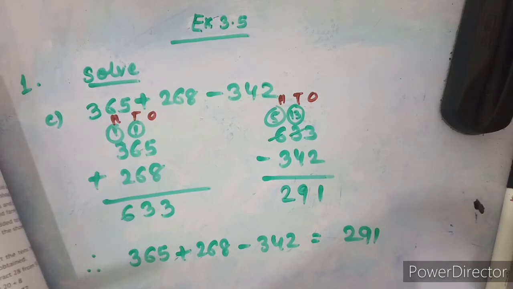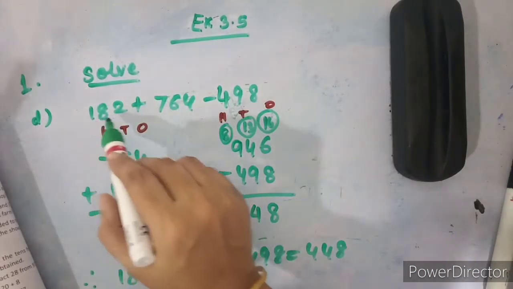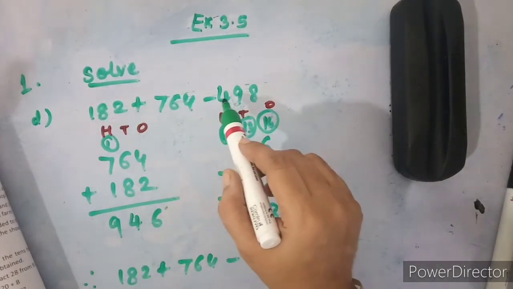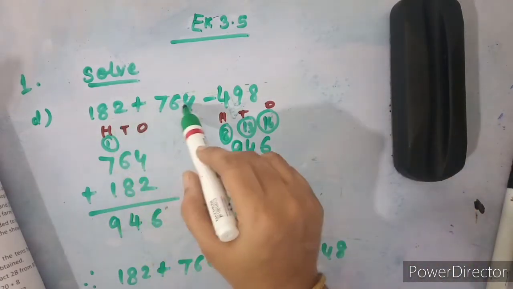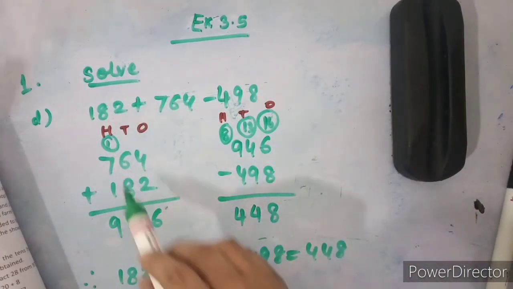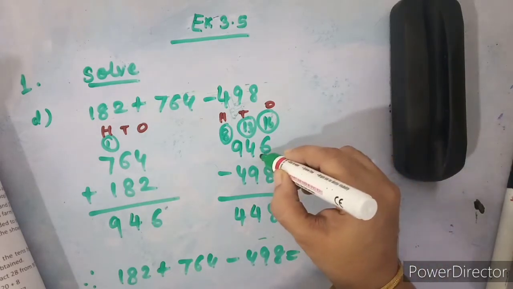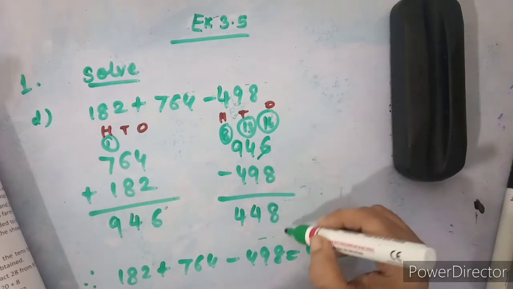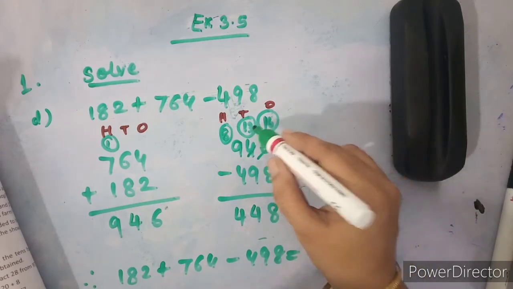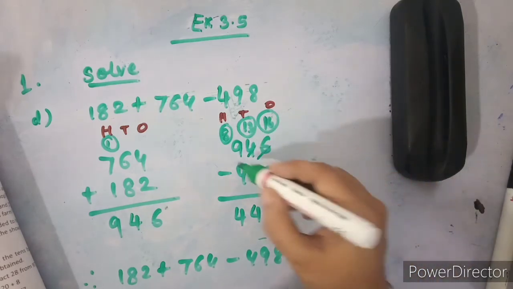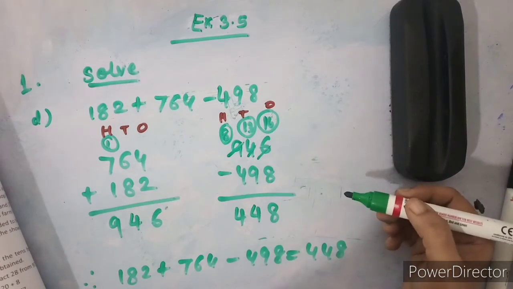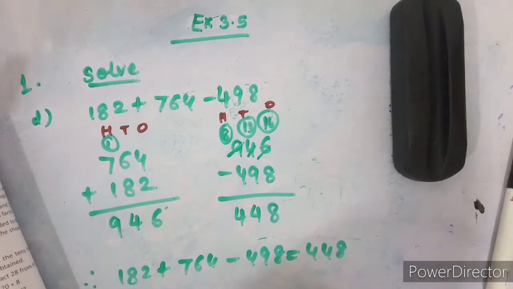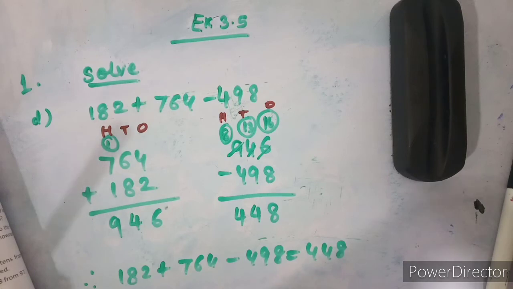Okay, now see the fourth question. Again you have 182 plus 764 minus 498. The addition part we did like this with carryover, and then your subtraction part is 16 minus 8 is 8. Then you have 13 minus 9, then you have 8 minus 4, so the answer is 448. So with this we complete the first question of exercise 3.5.